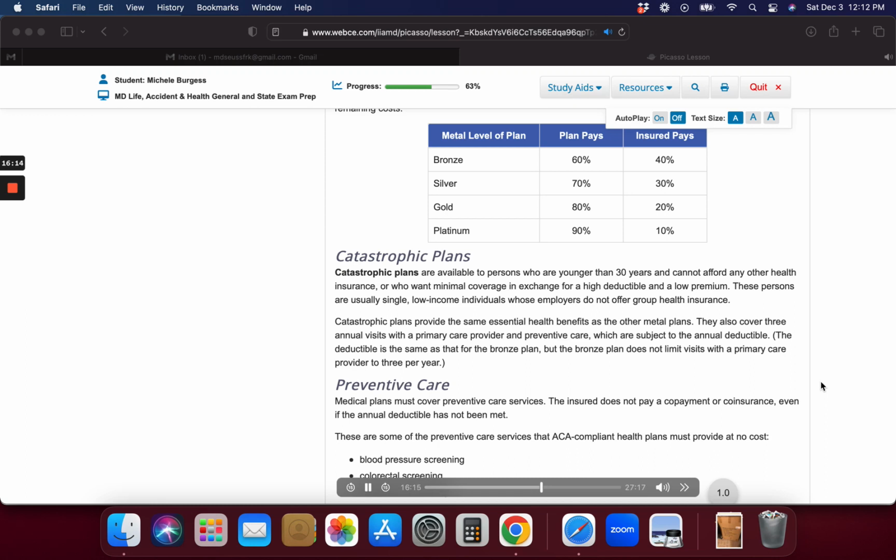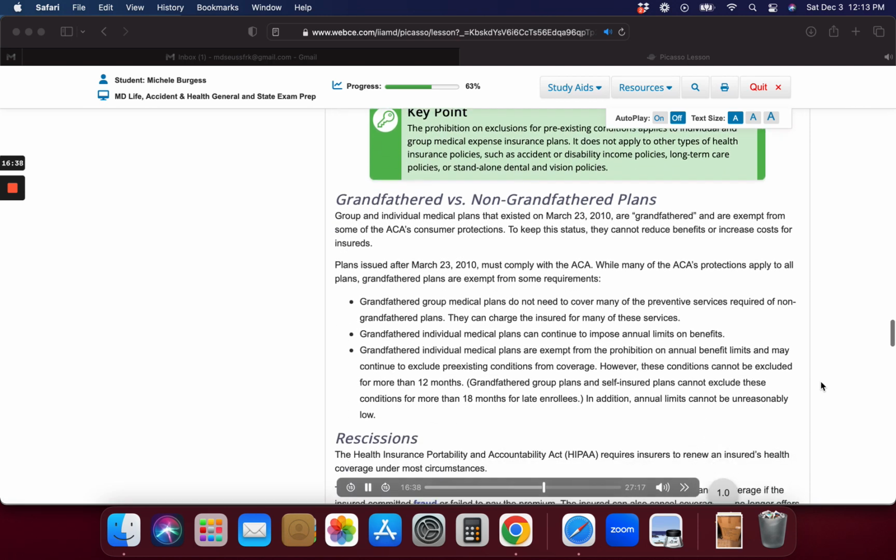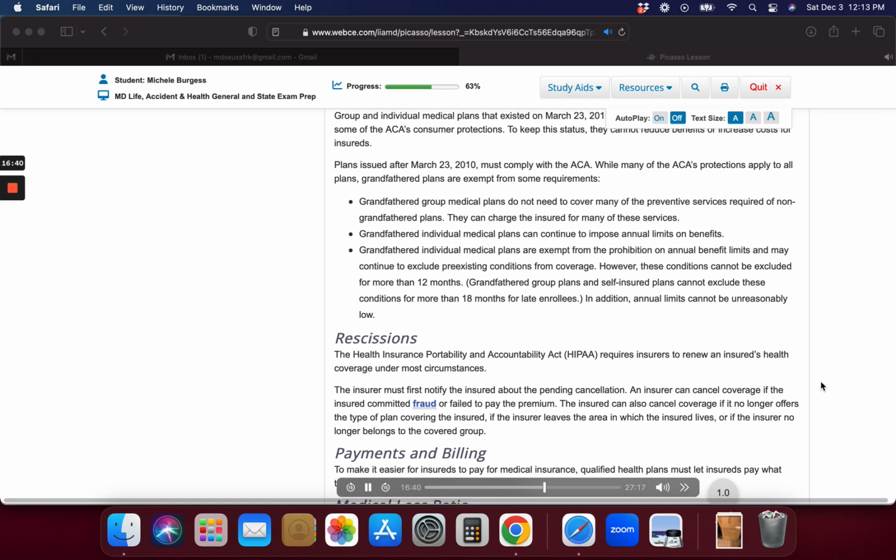Grandfathered versus non-grandfathered plans. Group and individual medical plans that existed on March 23, 2010, are grandfathered and are exempt from some of the ACA's consumer protections. To keep this status, they cannot reduce benefits or increase costs for insureds. Plans issued after March 23, 2010, must comply with the ACA. While many of the ACA's protections apply to all plans, grandfathered plans are exempt from some requirements.